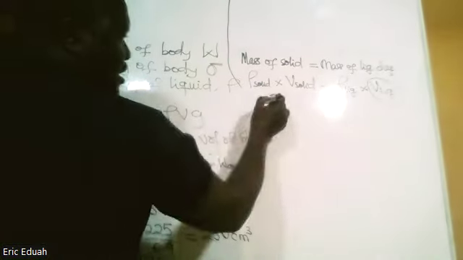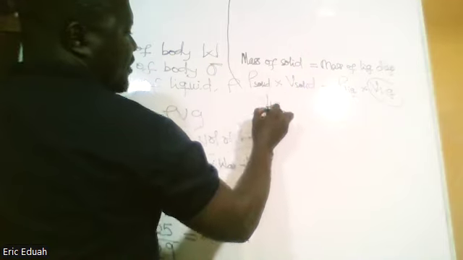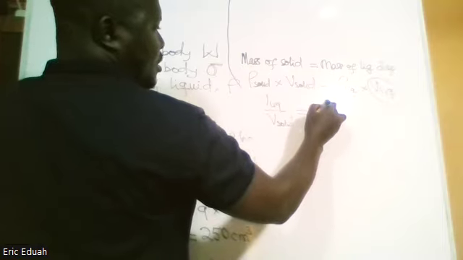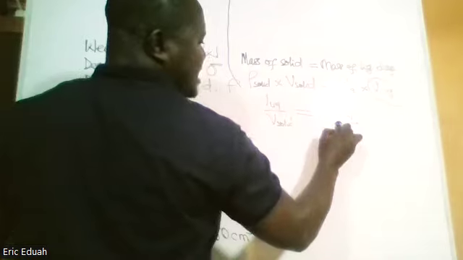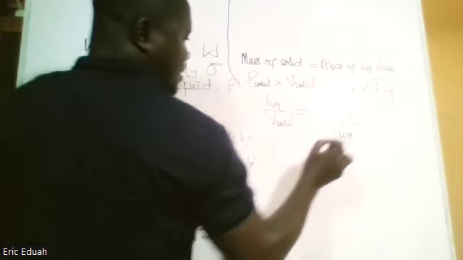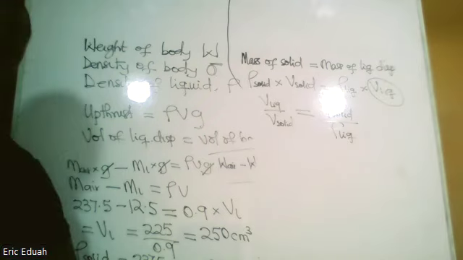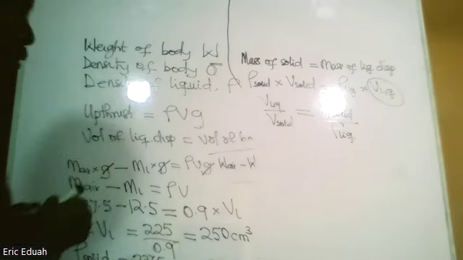So we make VL on V of solid the subject. And this would be equal to density of solid divided by density of liquid. Audrey, I hope it's well. Yes, sir. I understand up to here. Okay. All right, then let's continue.